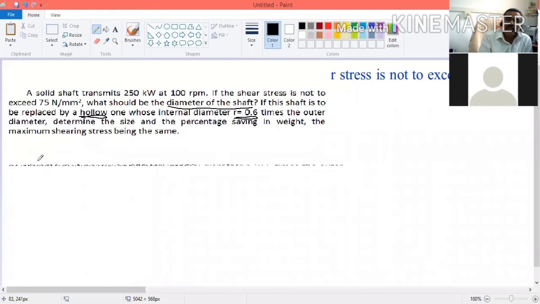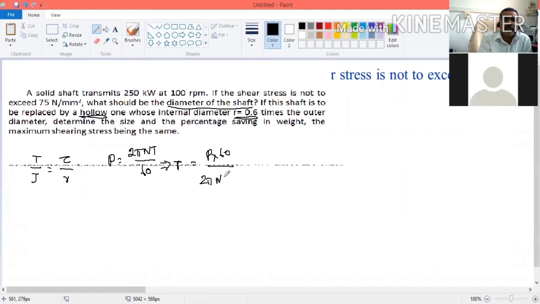So first let us calculate the diameter of the shaft. What is the equation? T by J is equal to tau by R. Let us not consider the third portion. You consider only these two portions because these two are sufficient. Now first step is to calculate the torque. What is the equation for power? Power is equal to 2 pi N T by 60. Here you have to find the value of torque. Torque is power multiplied by 60 divided by 2 pi N. So that is torque.